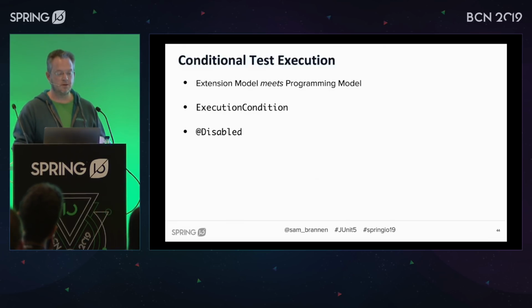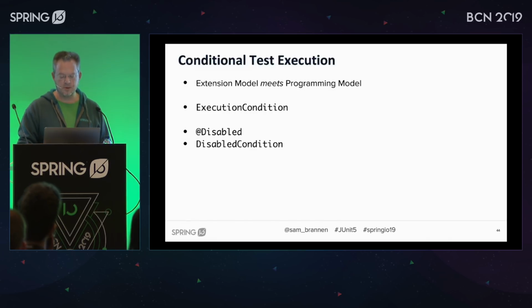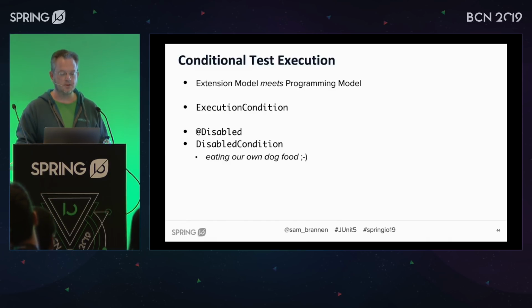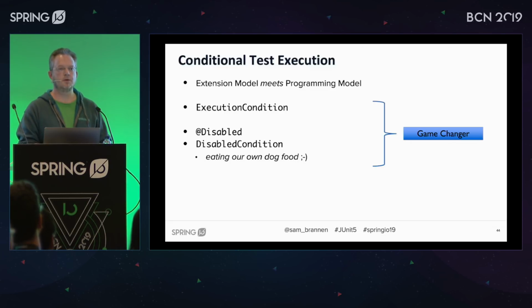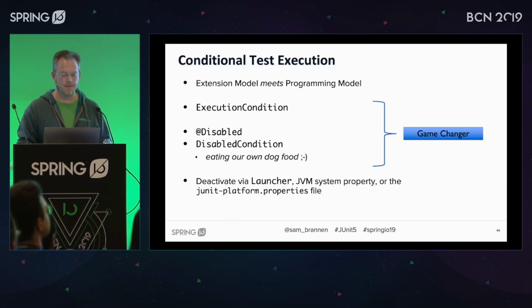We have that, and it's actually implemented with a disabled condition. So it's not hard-coded or only special to JUnit Jupiter. Anyone can write one of these things. And this is basically a game changer, in fact, because anyone can write this. So again, in JUnit 4, the only way you could have something disabled or ignored is by saying @Ignore, and you couldn't have any kind of dynamic conditions.